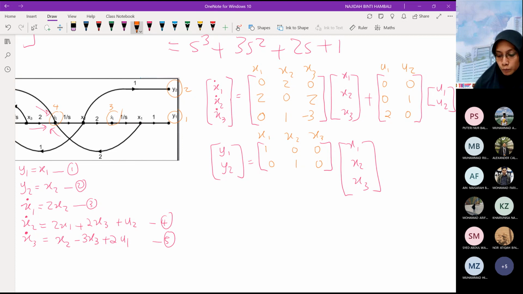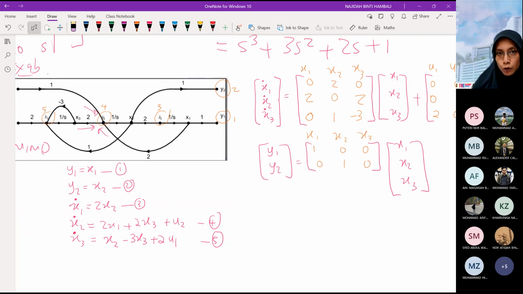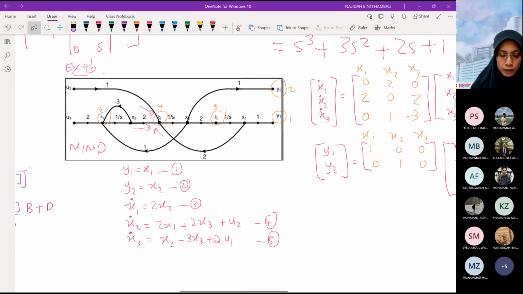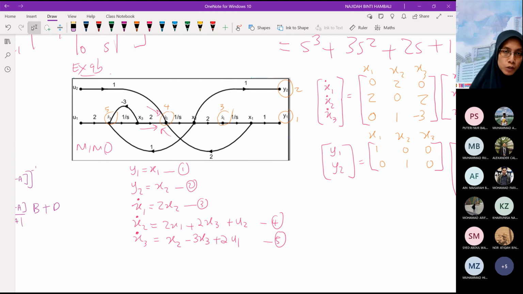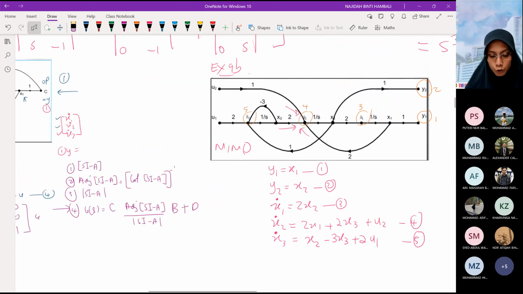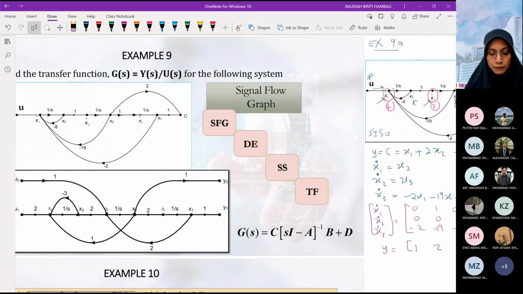Multiple input, multiple output. We have two inputs u1 and u2, and we have two outputs y1 and y2. Okay. So for example 9, I help you only to extract the equations and construct your state space equation. Then you can proceed with converting from state space equation to transfer function using the formula G equal to matrix C multiplied with the inverse of sI minus A multiplied with B plus matrix D. Any question for example number 9?